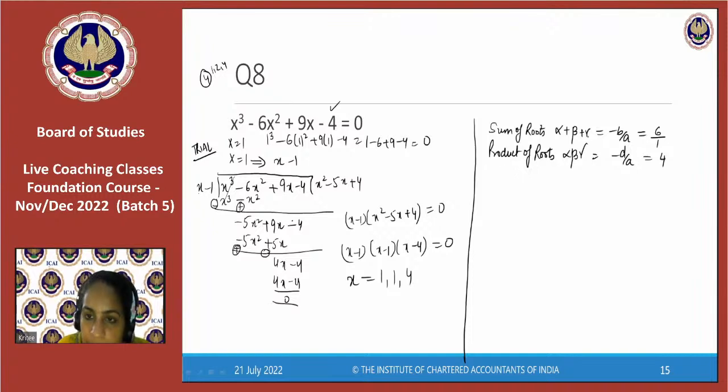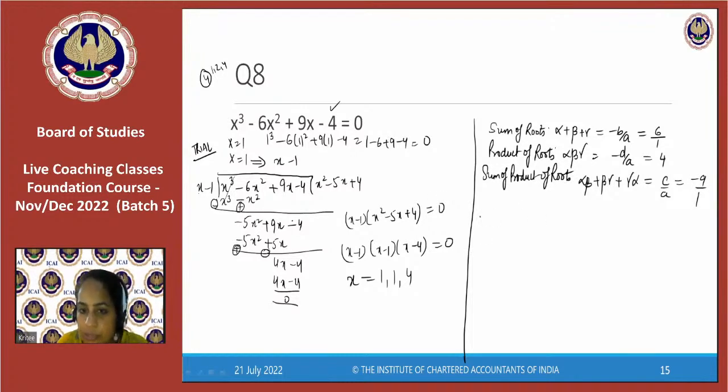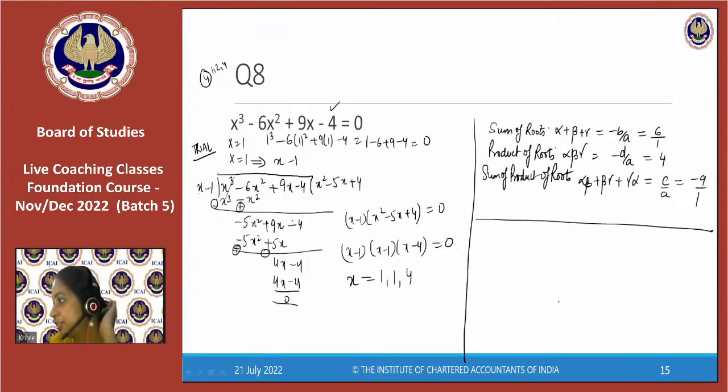Okay. But we still cannot have it because we have 3 unknowns. And we have the sum of product of roots, which is alpha beta plus beta gamma plus gamma alpha, equal to c by a, equal to minus 9 by 1. Now you have 1, 2, 3 equations. Solve all 3 of them, you will get the value of alpha, beta, gamma, which I am not going to do.